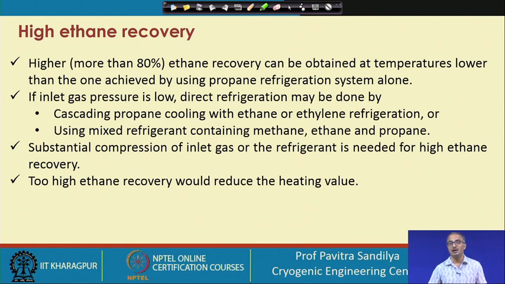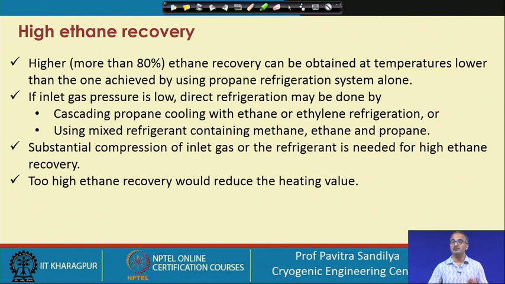Now, after learning about the low ethane recovery, we come to the processes which are used for high ethane recovery. When we say high, it means we want to recover more than 80% of the ethane present in the feed gas, and this can be obtained at a temperature lower than the one achieved by the propane refrigeration system. In the low ethane recovery, we were using propane refrigeration, but the temperature reached by it was limiting the recovery of the ethane.